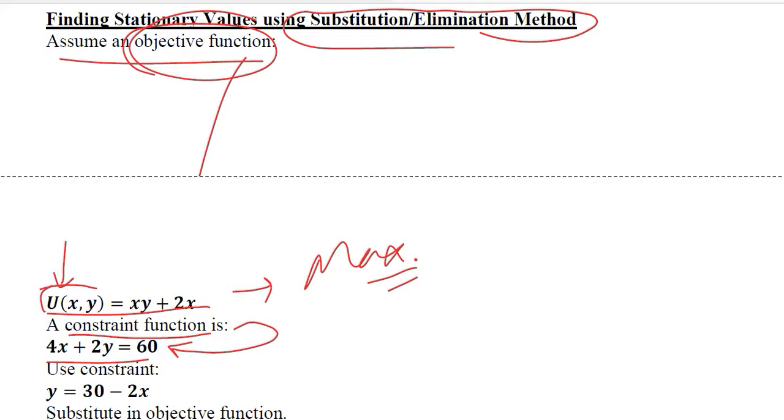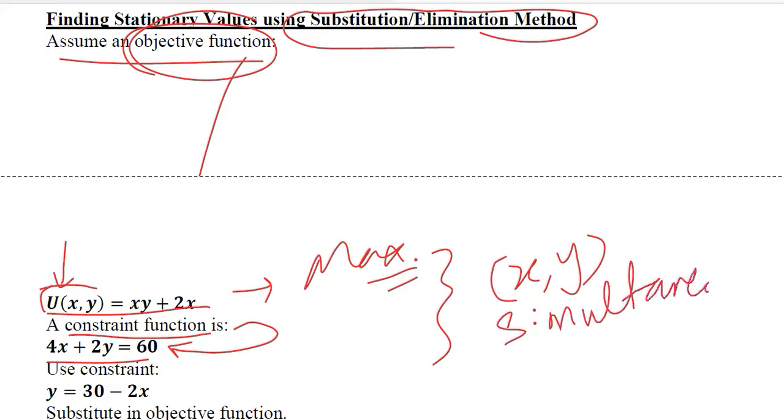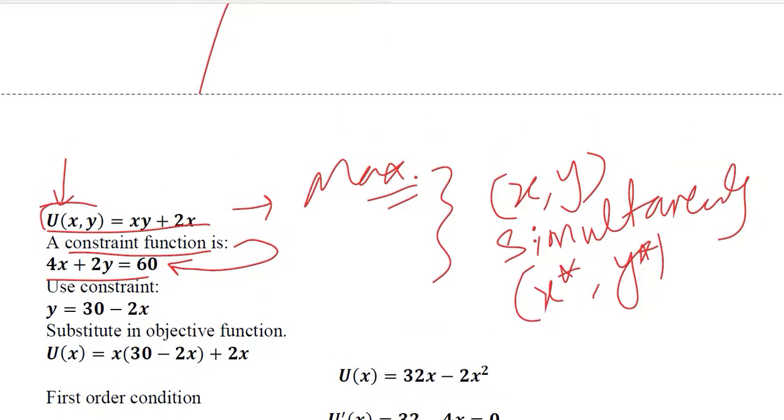Since we have two equations in terms of x and y, we can solve them simultaneously, and that will give us the critical values of x and y, that is x star and y star. So this is what we are doing here, substituting those values once we solve them. The value of y is extracted from this constraint, and we put it back into the objective function.